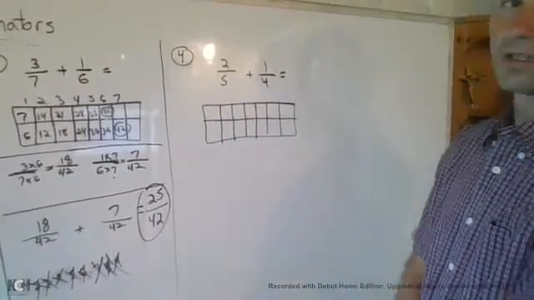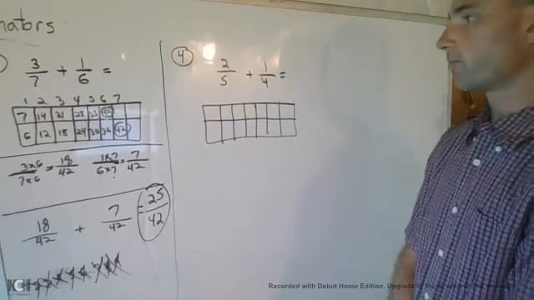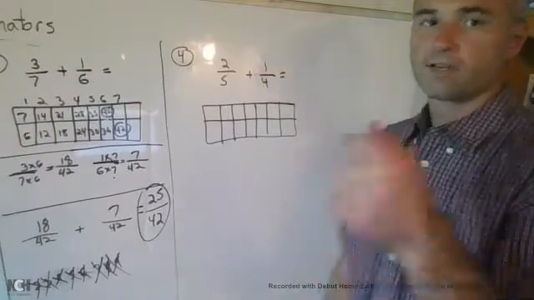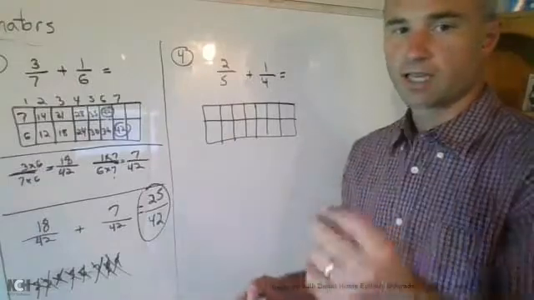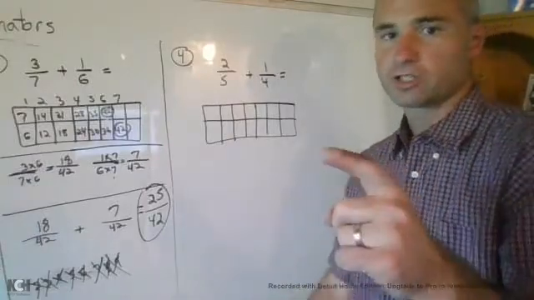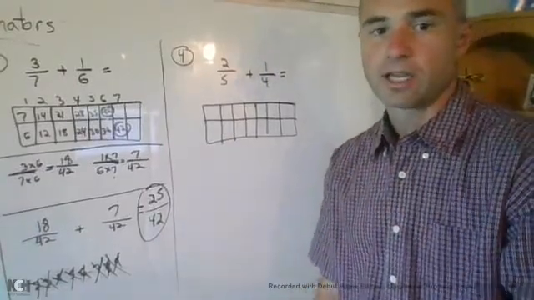Number 4. 2/5 plus 1/4. Find the common denominator, find the equivalent fractions, add the equivalent fractions, and challenge yourself to see if it can be reduced. Hit the pause button now.